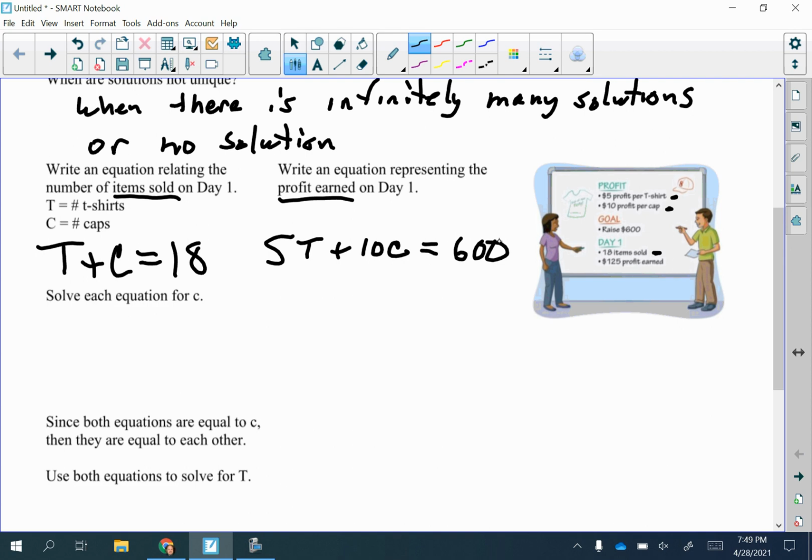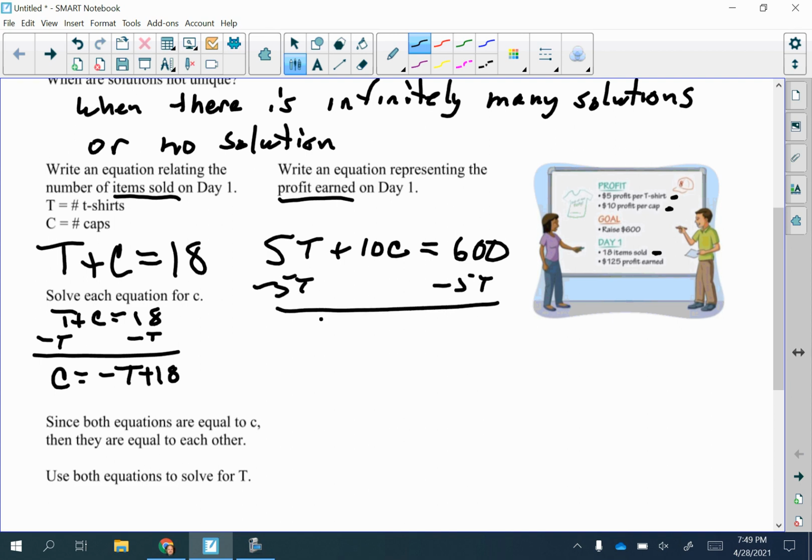So what they're going to have us do is solve each equation for c, or kind of think of it as y equals mx plus b, so to speak, right? So to take t plus c equals 18, I'm going to subtract t from both sides if I want to leave c by itself. And I'm going to get c equals negative t plus 18. And then to do the other equation, I'm going to move the 5t over. And I have 10c equals negative 5t plus 600.